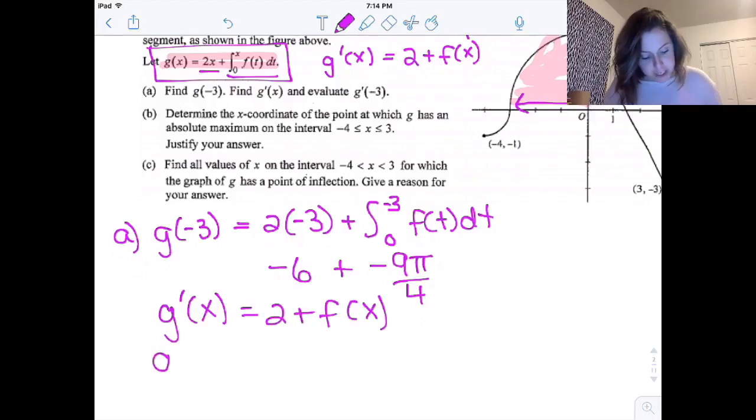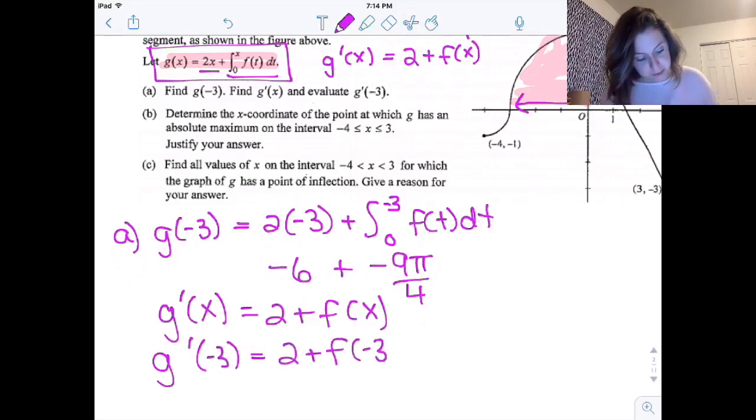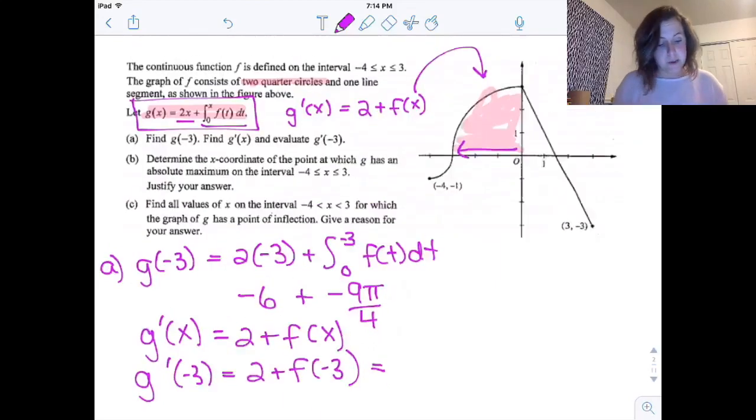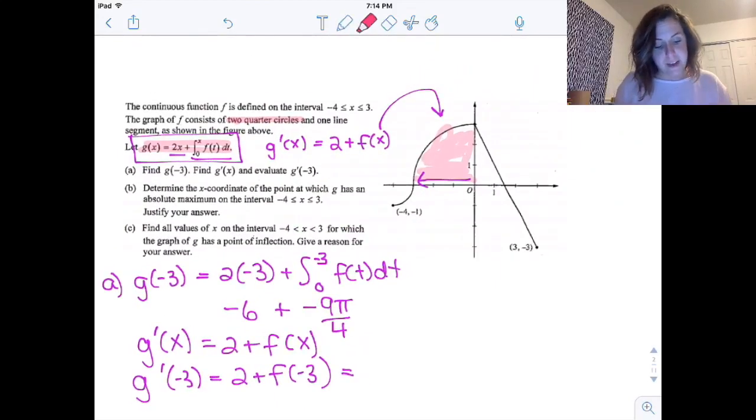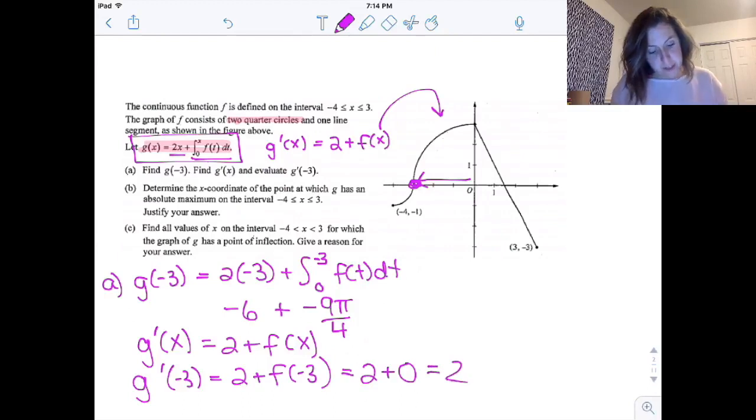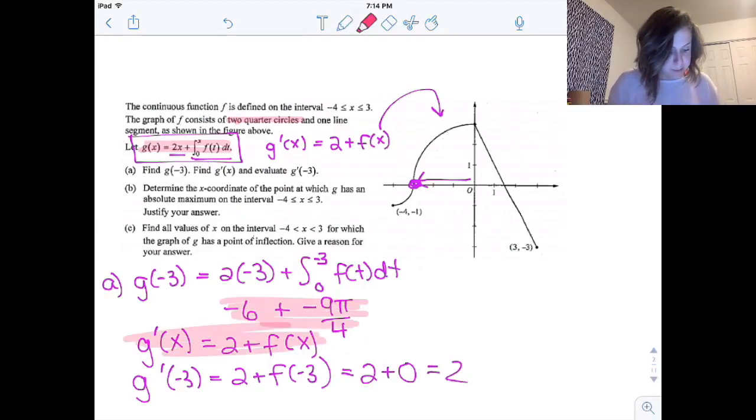And g double prime of x, g prime of -3 would be 2 plus f of negative 3. And so, how do I figure that out? So f of negative 3, I'm going to look at my graph of f. At negative 3, this is 0. And so this is 2 plus 0, which is 2. So the three pieces of my answer here are this part, and that part. So that's part A.